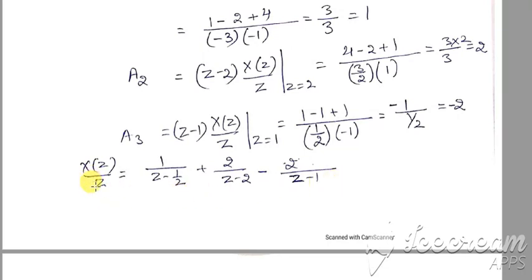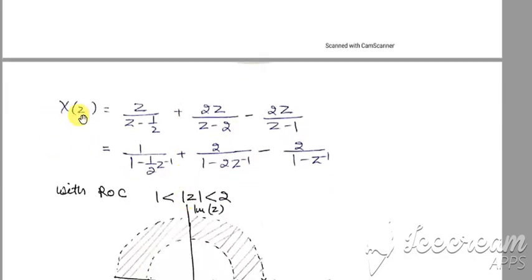Afterwards, we will multiply this Z with these expressions. Now, we get X(z) is equal to Z upon Z minus 1 by 2, plus 2Z upon Z minus 2, minus 2Z upon Z minus 1. Now, we will take Z common from numerator and denominator and we get this: 1 upon 1 minus 1 by 2 Z inverse, plus 2 upon 1 minus 2 Z inverse, minus 2 upon 1 minus Z inverse. Now we will apply the inverse Z transform on these terms separately.